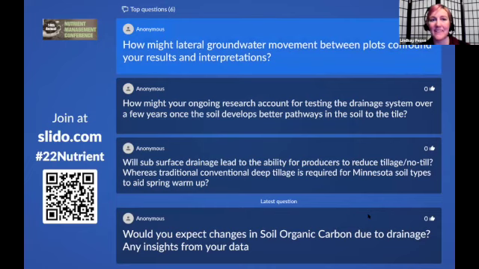Okay, the next question. How might lateral groundwater movement between plots confound your results and interpretations? This is a good question. This is from somebody who has done some thinking about drainage design and experimentation, I can tell, because that is always a concern, that water could be moving from the undrained sections to the drained sections. We don't have any barriers really blocking off one plot from another. But at the same time, we have 50-foot spacings out there and we're dealing with a really large scale of plots. So once you get to that scale, yes, there's going to be some effect, but I think the effect is minimal at this particular scale that we're looking at the data.